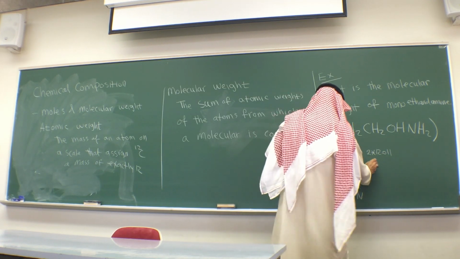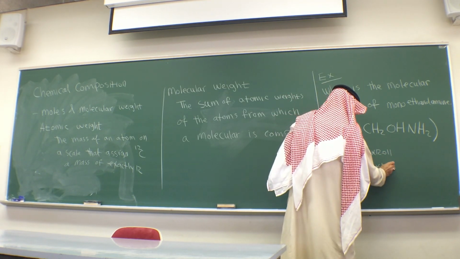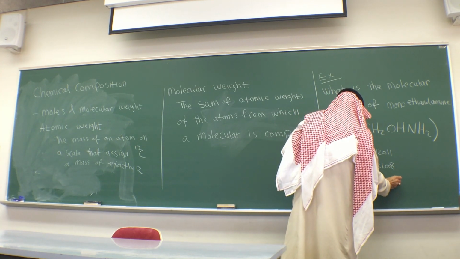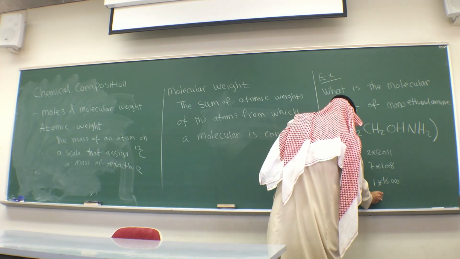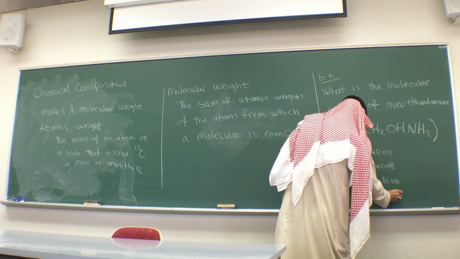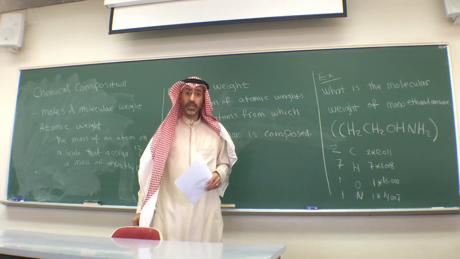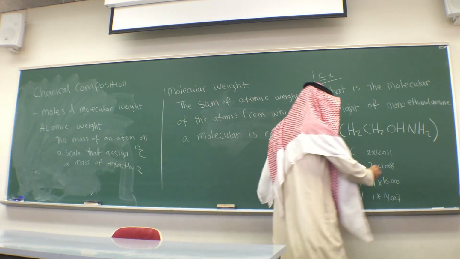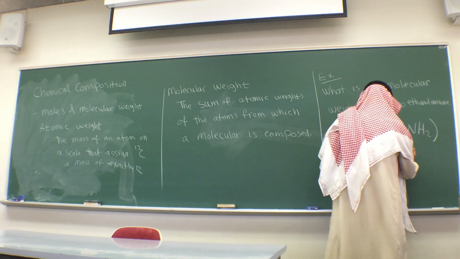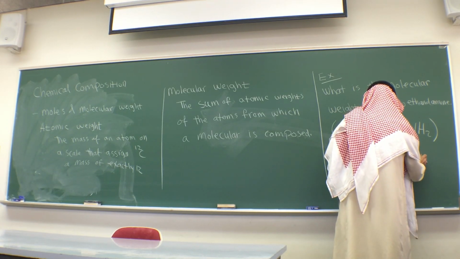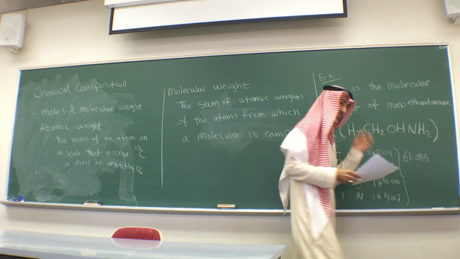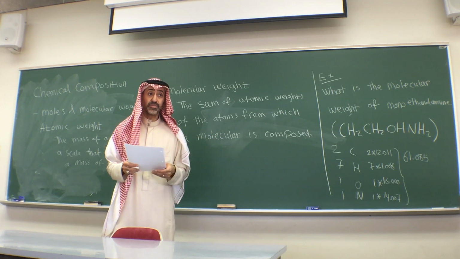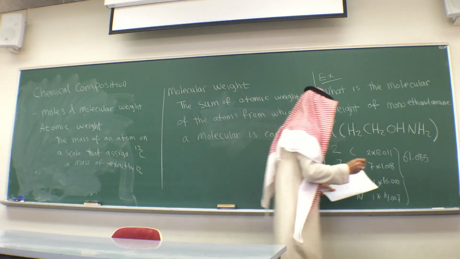Either this, we have 2 times 12.011. We have 7 times 1.008. We have 1 times 16. And we have 1 times 14.011. That's what we have, right? Yes. Now, do your calculation. You will find that the number here is 61.085. What is the unit? Gram per mole.